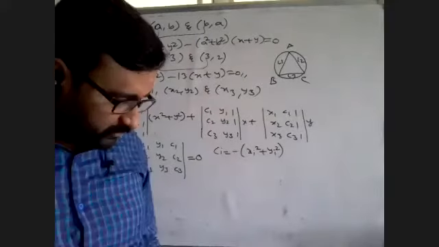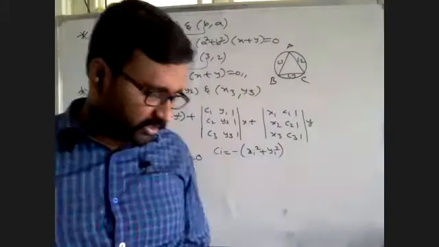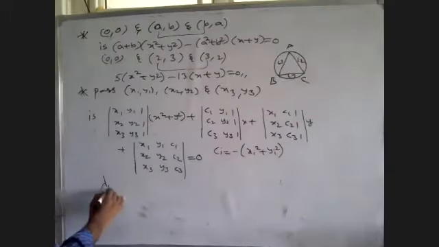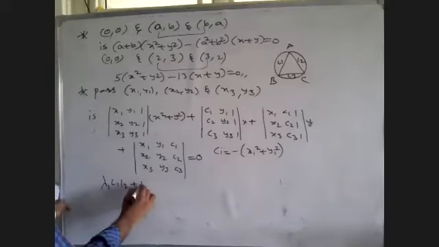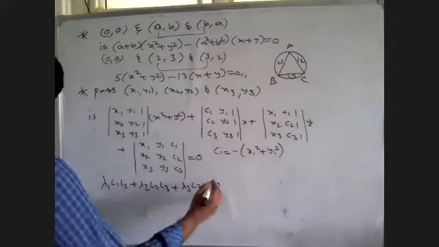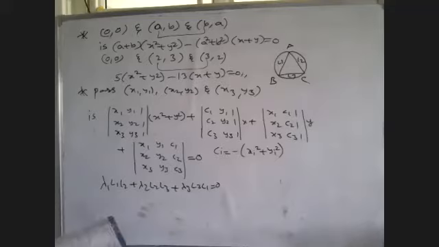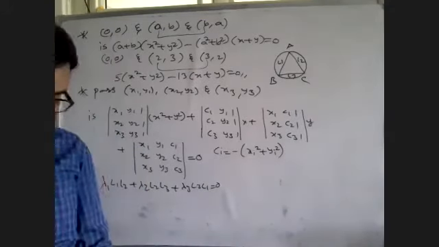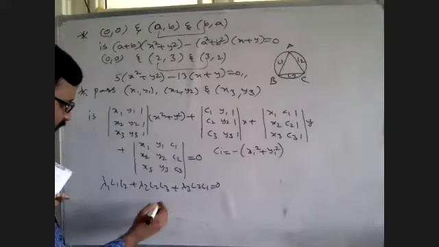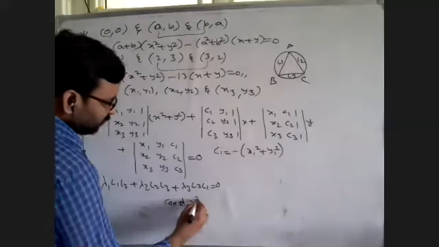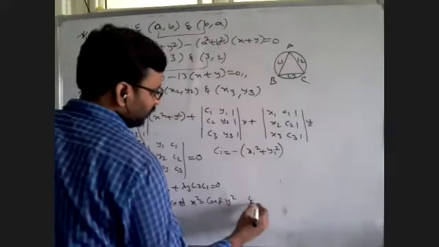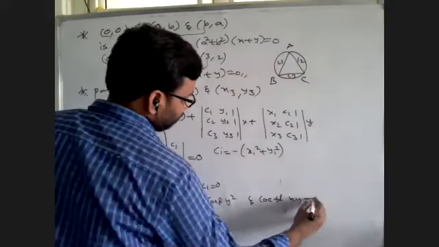The equation of a circumcircle of the triangle formed by the lines L1 equal to 0, L2 equal to 0, L3 equal to 0 is lambda 1 L1 L2 plus lambda 2 L2 L3 plus lambda 3 L3 L1 is equal to 0, where lambda 1, lambda 2, lambda 3 can be found by using the condition that the coefficient of x square is equal to the coefficient of y square, and the coefficient of xy is equal to 0.